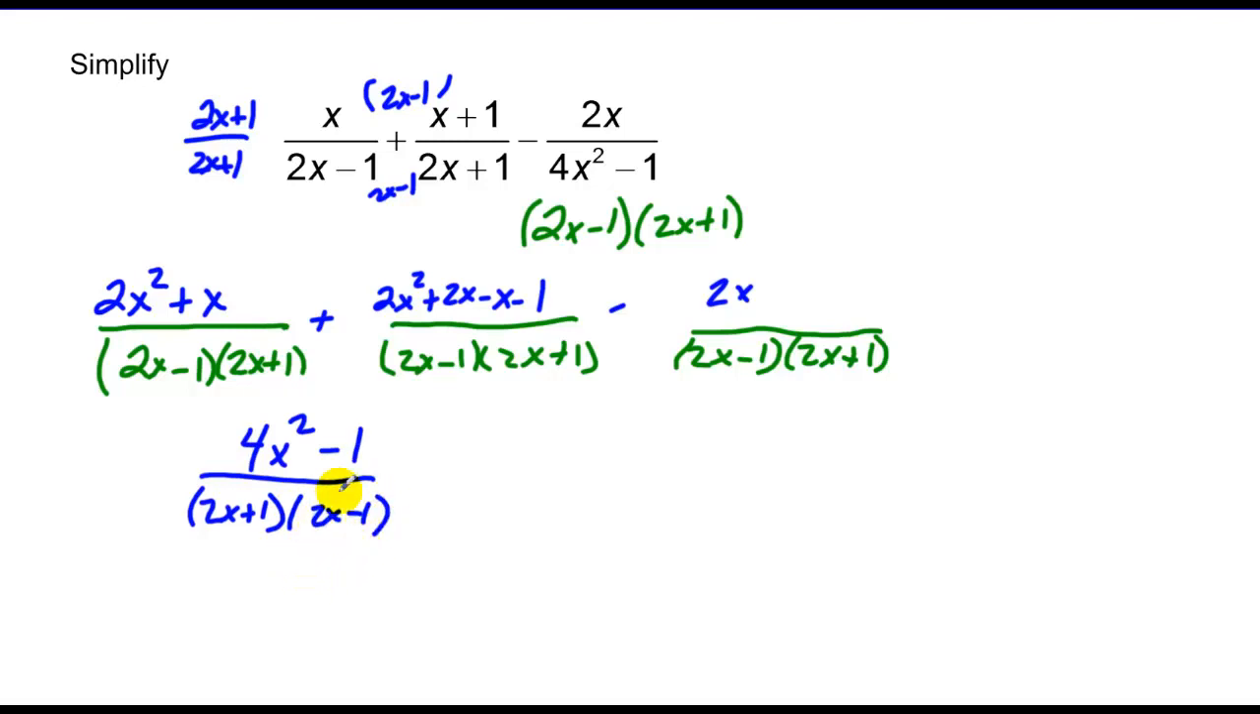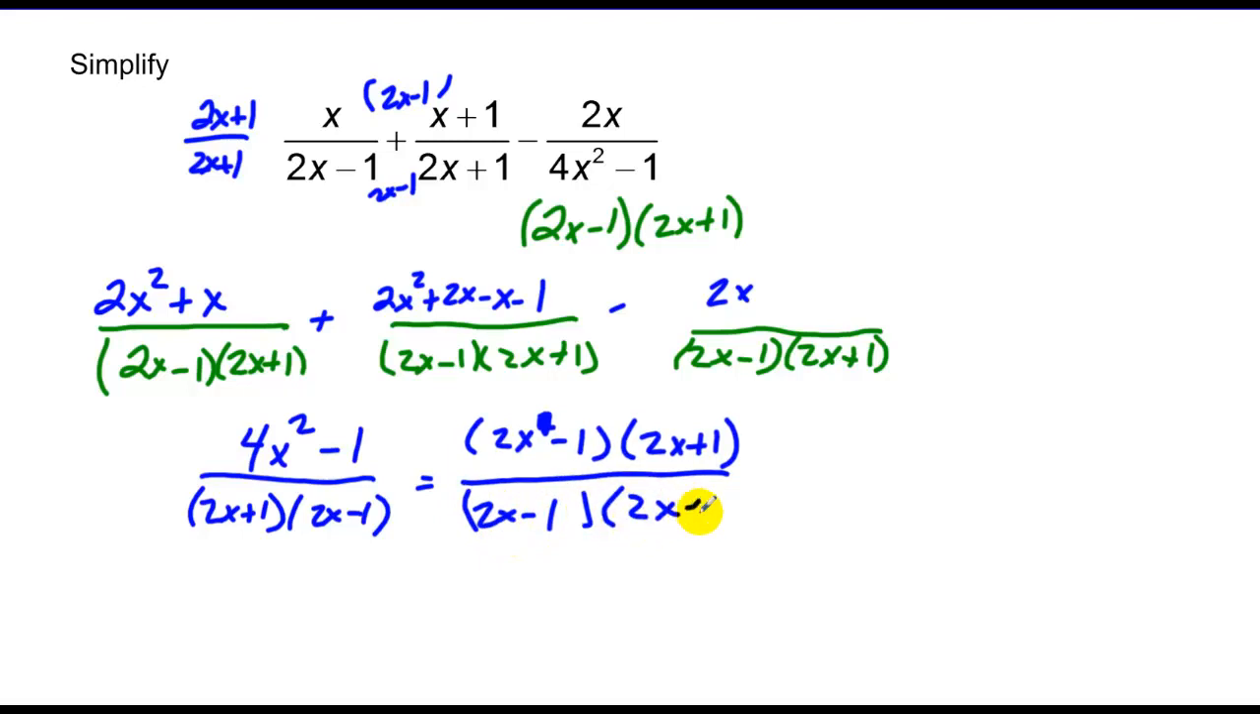over 2x plus 1, 2x minus 1. And you'll notice in this case that 4x squared minus 1 is actually going to reduce, or factor if you will, to 2x minus 1 and 2x plus 1, and that's over 2x minus 1 and 2x plus 1. So in this case, our factoring has led us with like factors in both the numerator and denominator. Everything reduces and my answer is 1.